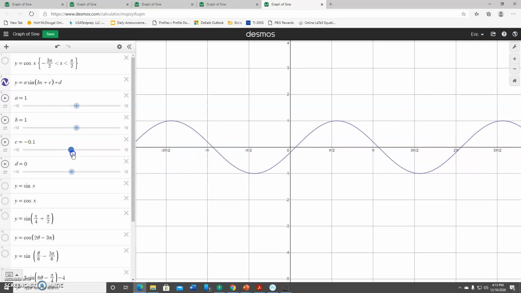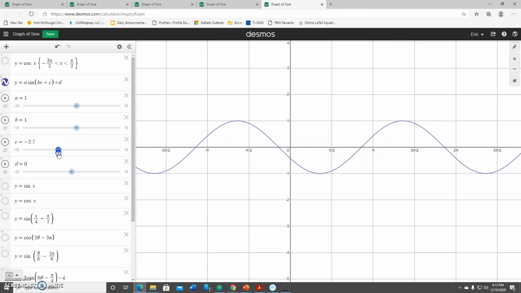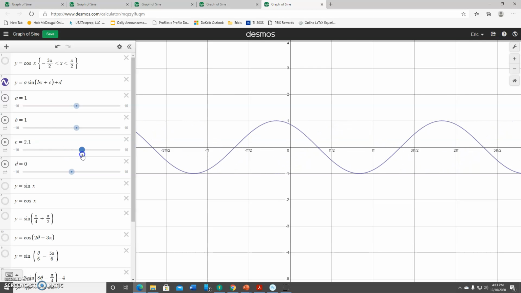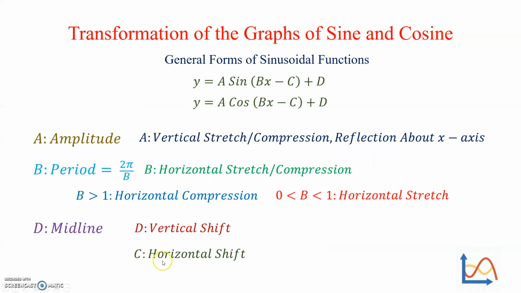So there's this backwards effect with the C. But what we do see is that it does impact the graph by shifting or translating left and right, or horizontally. So in our PowerPoint, there's our C, horizontal shift. Now there's something we need to look at a little closer with respect to movement horizontally. What I'm getting at is that it was both the B and the C that impacted our graph horizontally, whether it was a horizontal shift or horizontal compression.